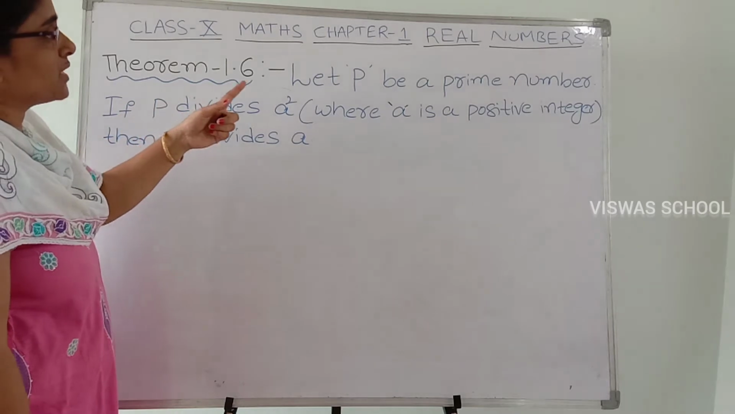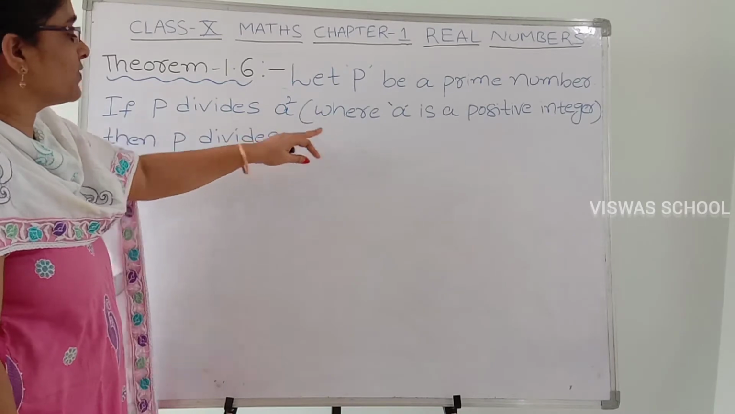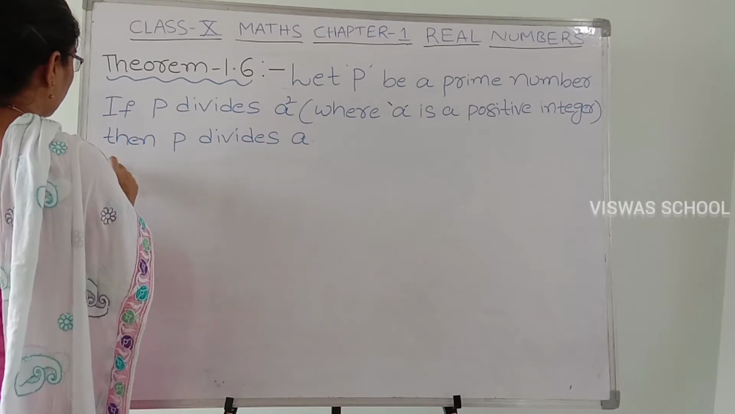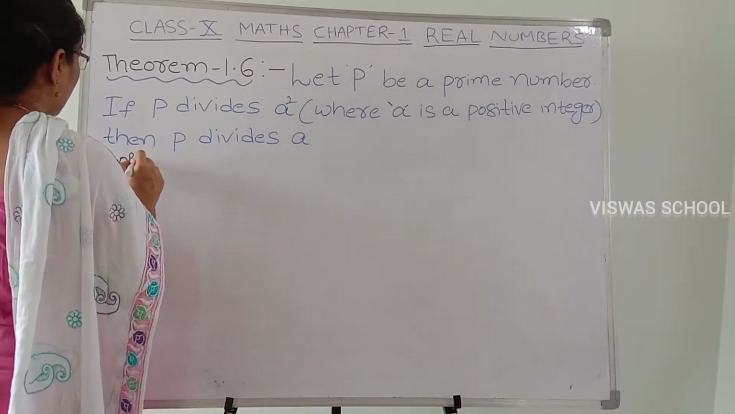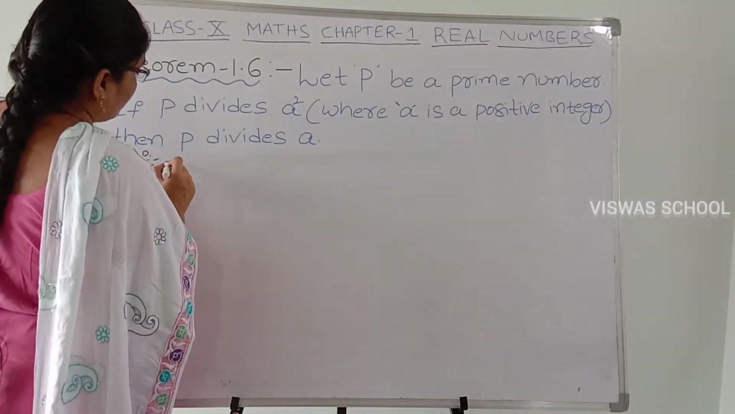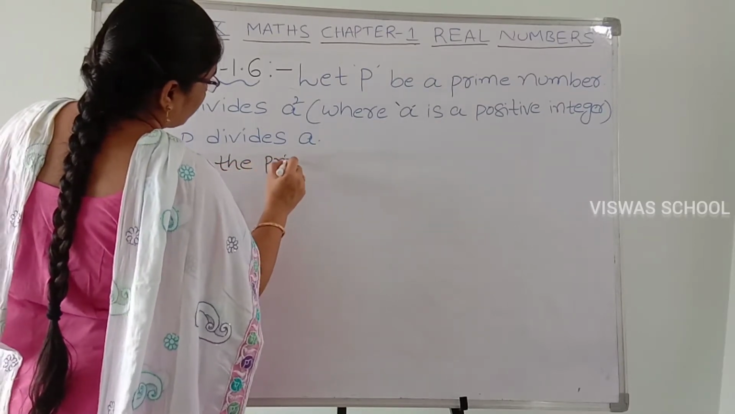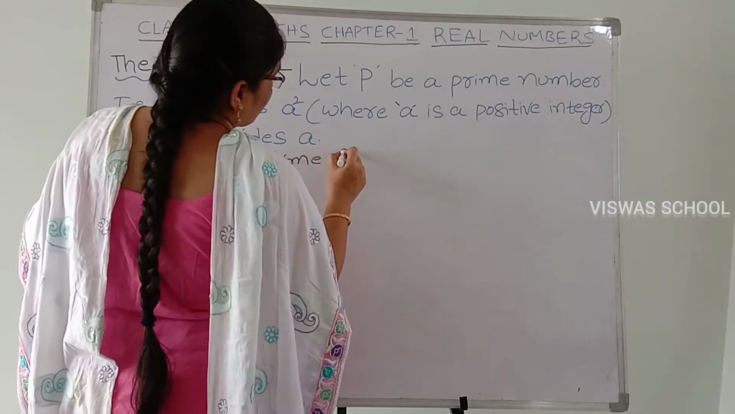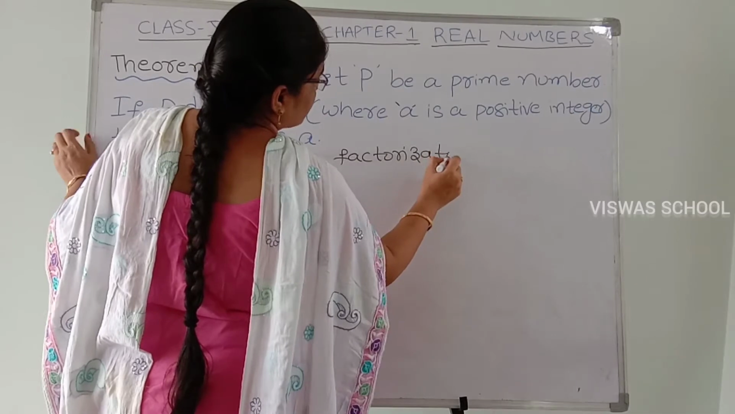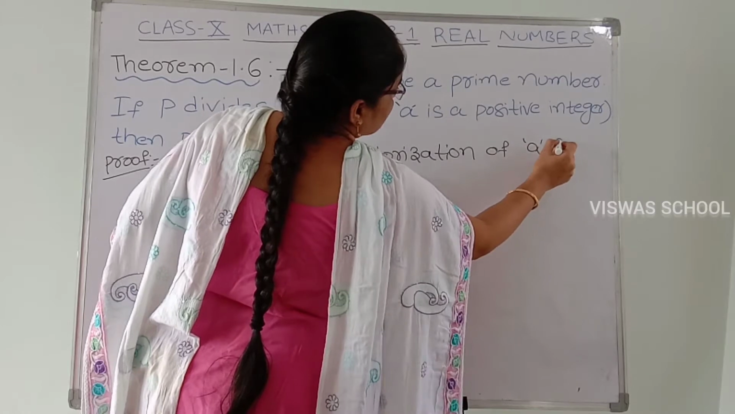Theorem 1.6. Let P be a prime number. If P divides A square, where A is a positive integer, then P divides A. Here, to prove this, let the prime factorization of A be as follows.